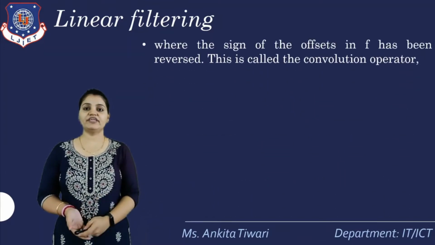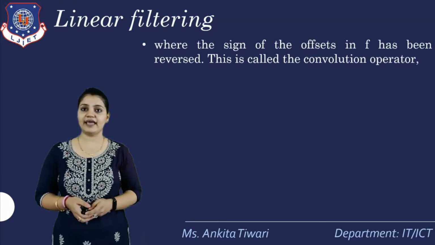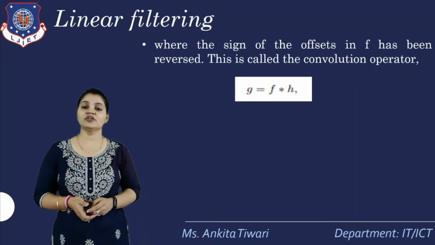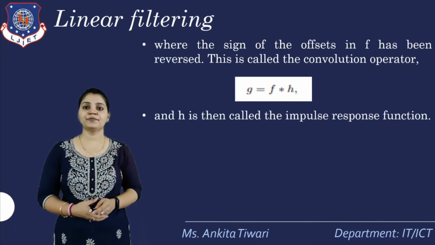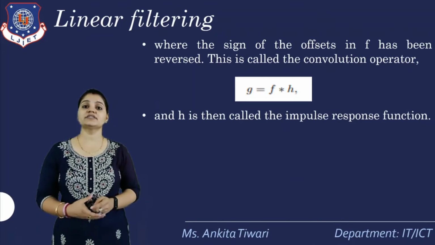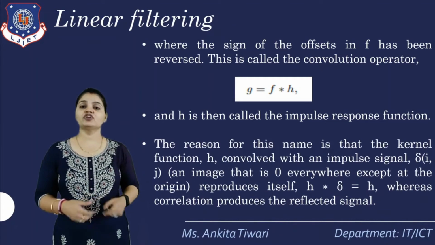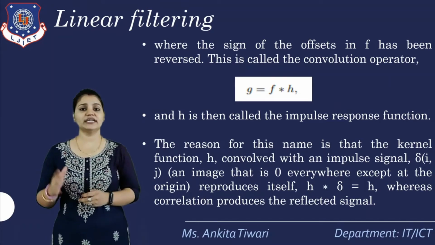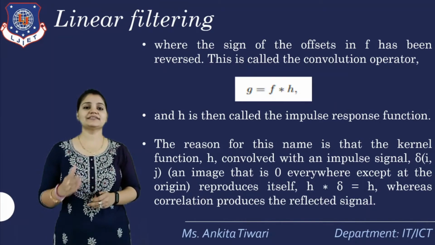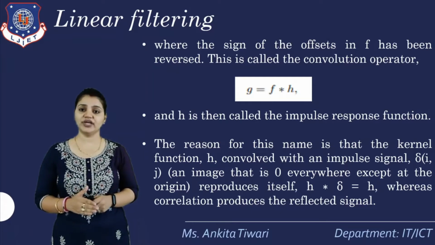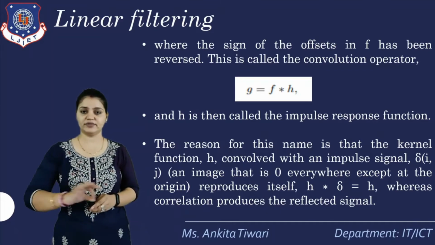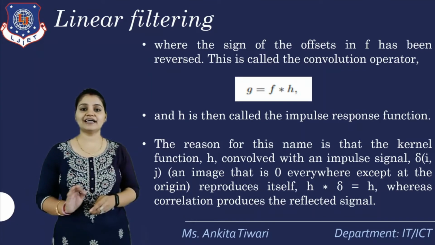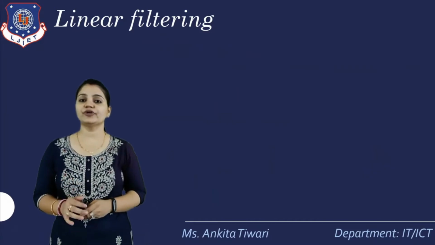Linear filtering where the signs of the offsets in f have been reversed is called the convolution operator. So g equals f star h, and h is also called the impulse response function. The reason for this name is that the kernel function h convolved with an impulse signal, delta of i, j, an image that is 0 everywhere except at the origin, reproduces itself, so h star delta equals h.